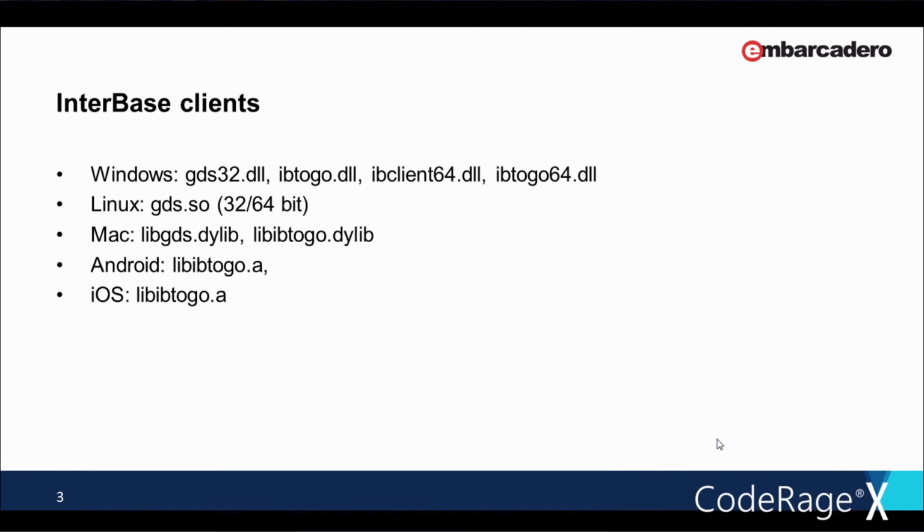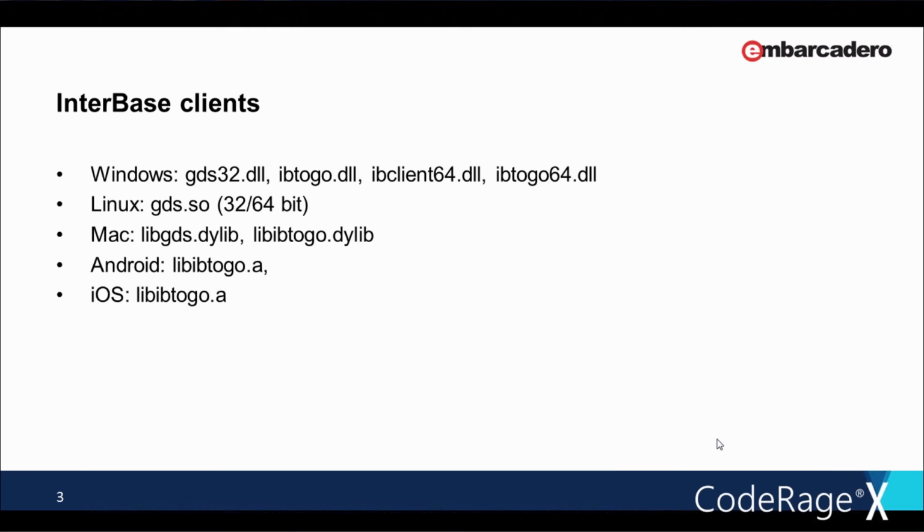To make a connection, you need a client. On Windows, for 32-bit, that's GDS32.dll or IB2go.dll. For a 64-bit application, that's ibclient64.dll or ib2go64.dll. On Linux, that's going to be gds.so, and on Mac there's a client, libgds.dylib or ib2go.dylib. On Android, it really gets embedded, but ultimately the file is libib2go.a.